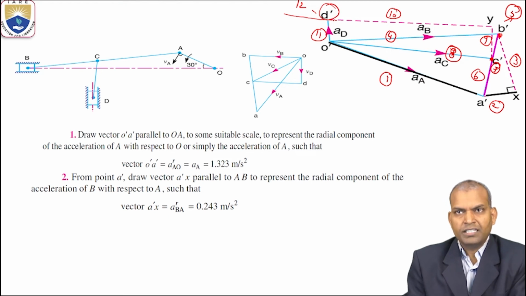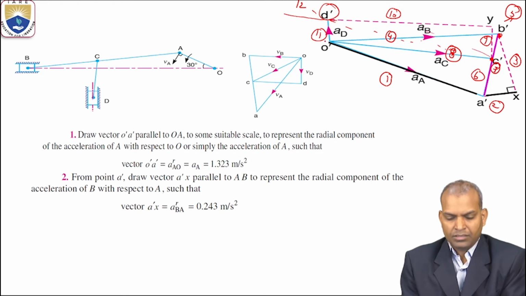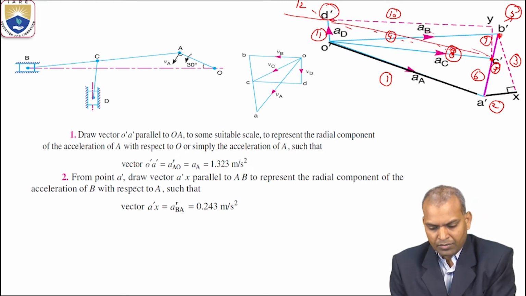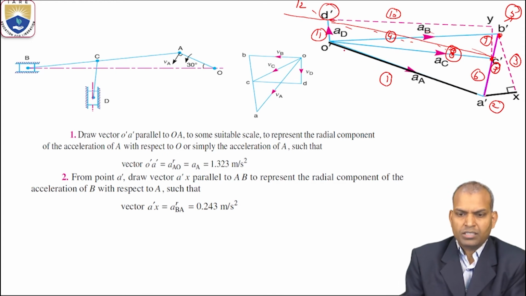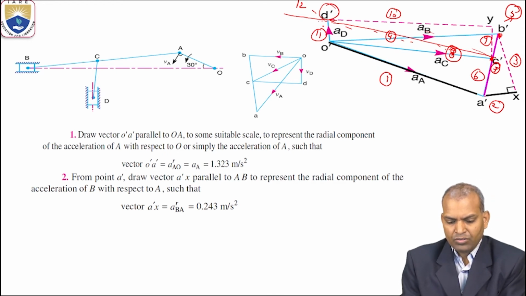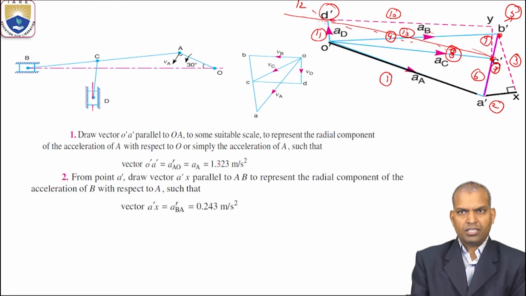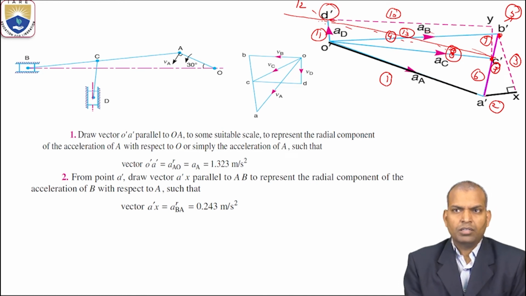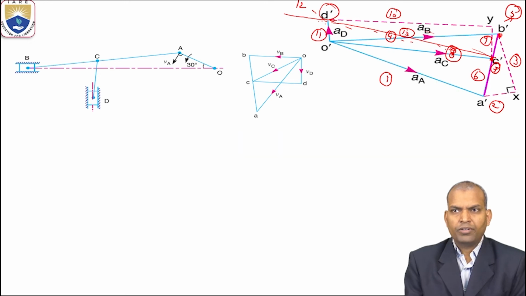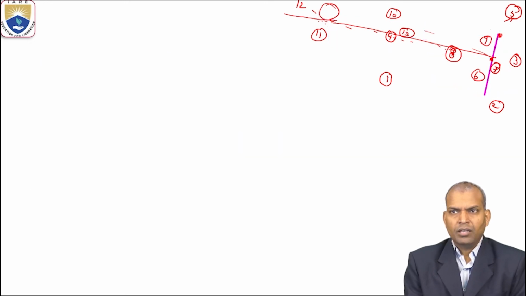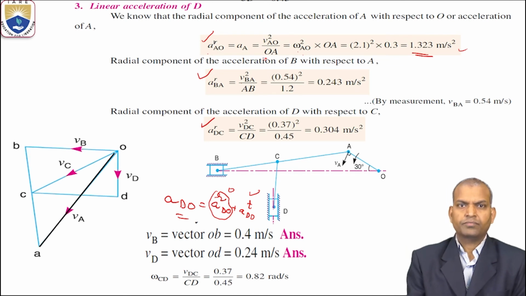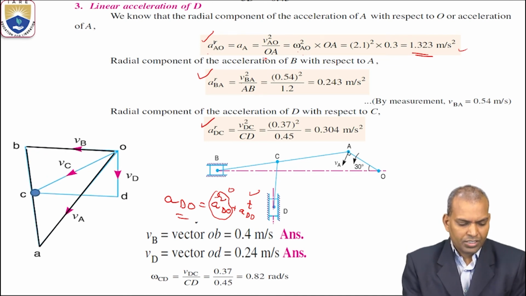And if you want to join C dash D dash, you can also join the link. That is also step 13. Thus we can find the complete accelerations of all the links of a given mechanism. So these are the 12 steps. And how we have drawn the velocity diagram, what is step 1 in the velocity diagram?